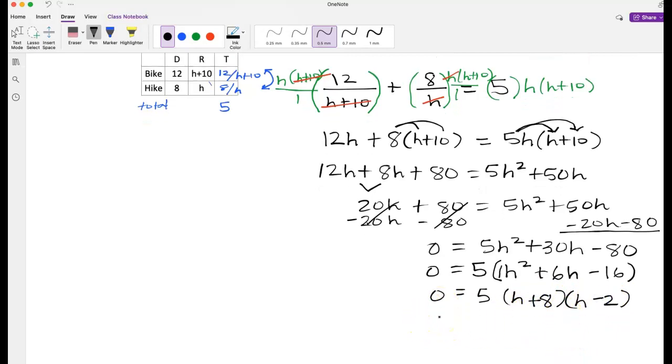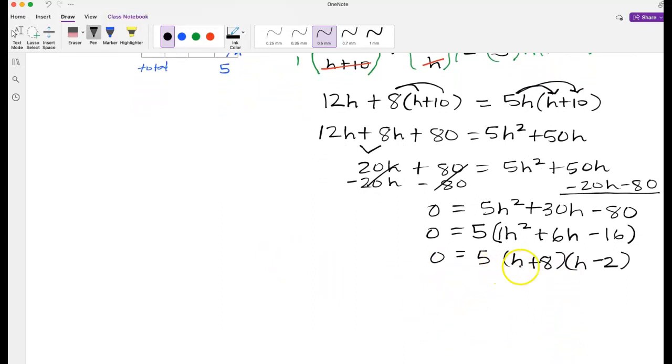All right, so now we can set these parts equal to 0 and solve. Now notice on this 5, there's no h there to solve for. Sometimes I have students write this and say, oh, one of my answers is 5. Well, that's not true because really that's just nonsense. 0 doesn't equal 5. There's no h to solve for there. So we're really looking at these other two parts. So I've got h plus 8 equals 0, and then h minus 2 equals 0. All right, so on this one, let's subtract the 8 over, and then I get h equals negative 8.